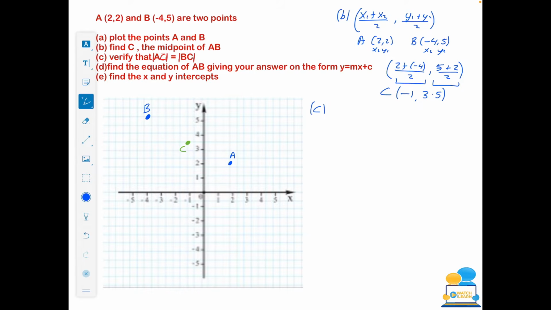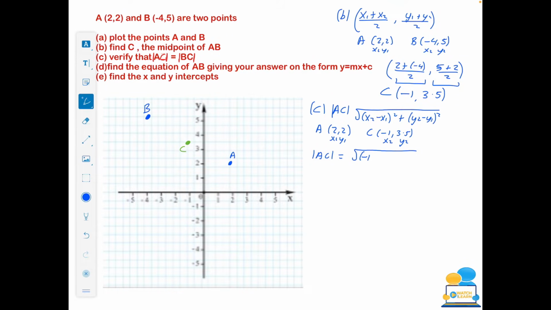Okay, really what we're going to do here, we're going to divide our question into two parts. So first we're going to find AC, and then we're going to find BC, and if we're correct, our answers will work out the same. So our formula for distance, it's written as length in our formula book, length and distance are the same thing, is the square root of (x2 minus x1) all squared plus (y2 minus y1) all squared. So first we'll do A, which is (2, 2), x1, y1, and we'll do C, which is the point we just found up there, (-1, 3.5), which will be x2, y2. So we're going to sub that in.